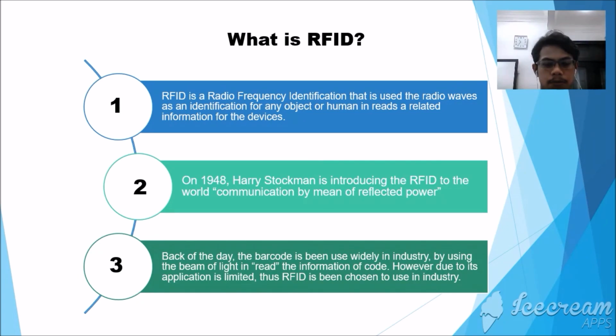Before 1948, the barcode was used widely in industry, using a beam of light to read the information of the code. However, due to its limited application, RFID was chosen for use in industry today because RFID is contactless. It functions contactless.